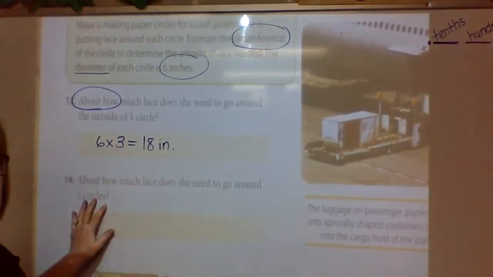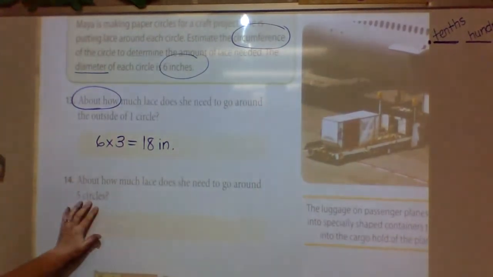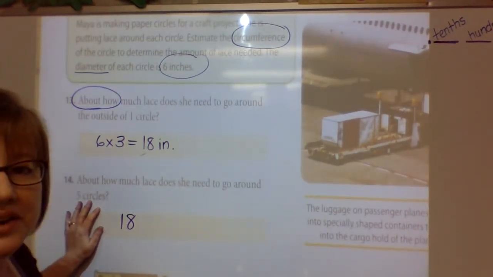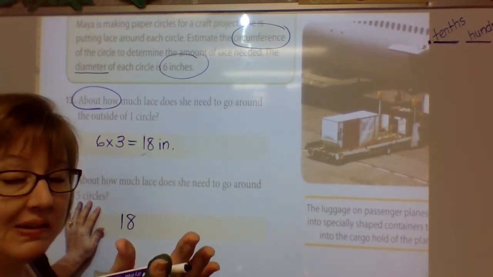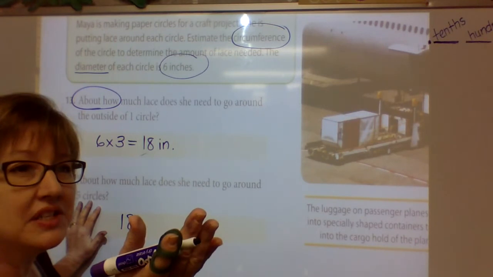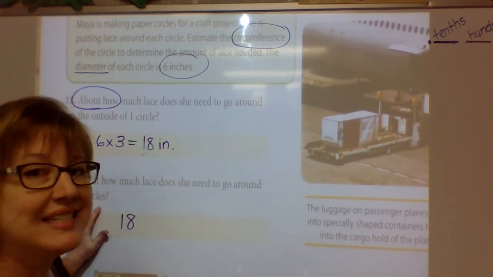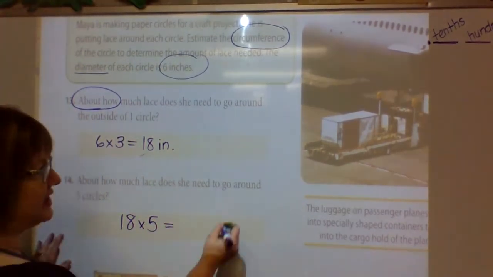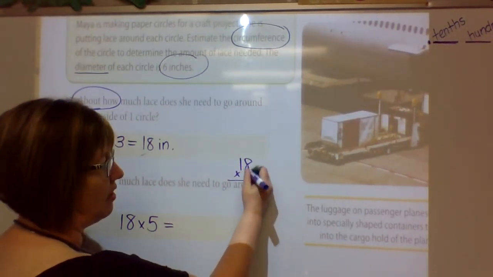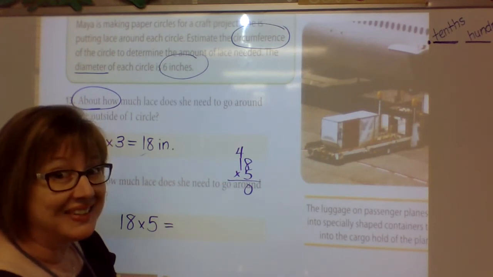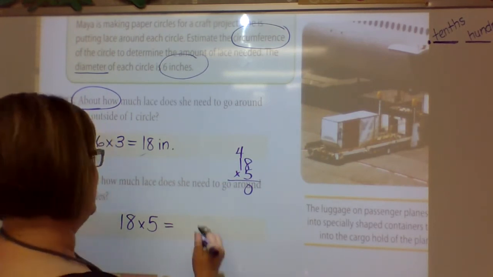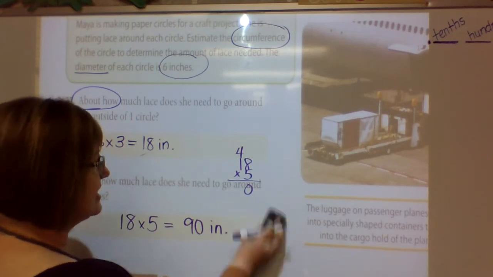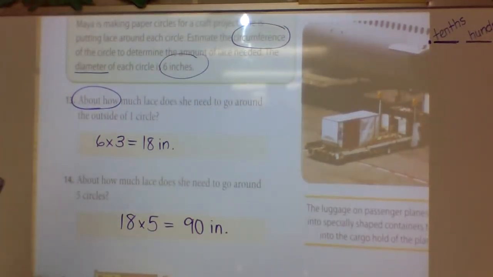Okay, and then it says 14, about how much lace does she need to go around 5 circles? Okay, so this was 1 circle. So now we need an equation to do 5 circles. How will we do that? Who have I not mentioned lately? Elijah. I bet Elijah knows. What is it, Elijah? Say it real loud. 18 times 5. Good job, Elijah. 18 times 5 is what? 90 inches. She needs 90 inches to have enough lace to go all the way around.